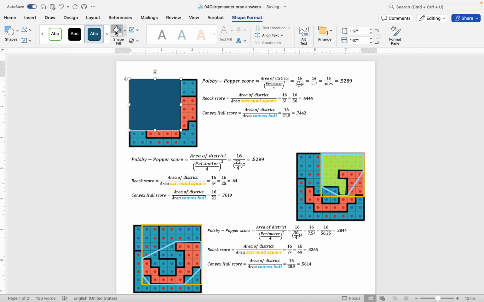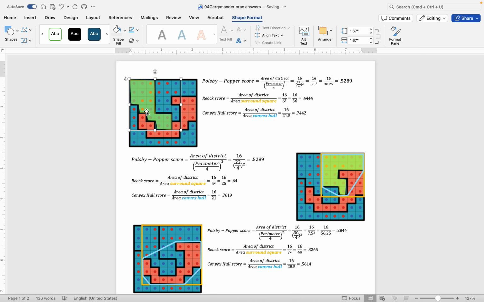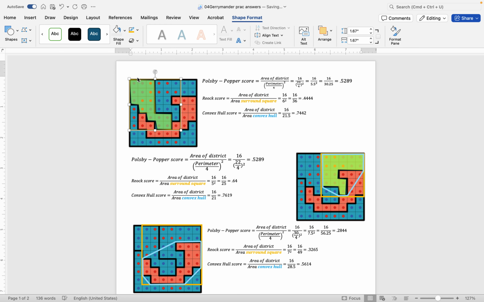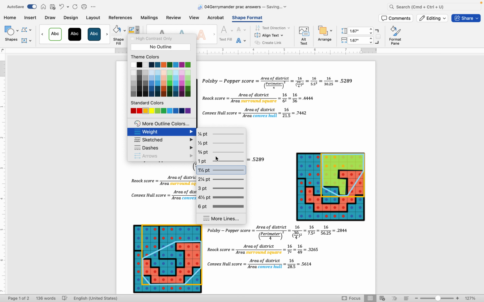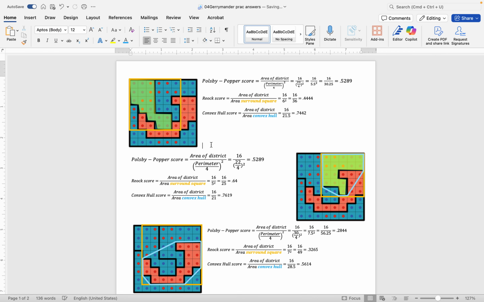I'm going to just make it empty in the middle so we can kind of see what's happening here. I'll make it orange like I had it before. Oh, maybe I won't. Try that again. Make it orange, and then we'll make it a little thicker so we can see it. All right, and so that's the square that surrounds the district.